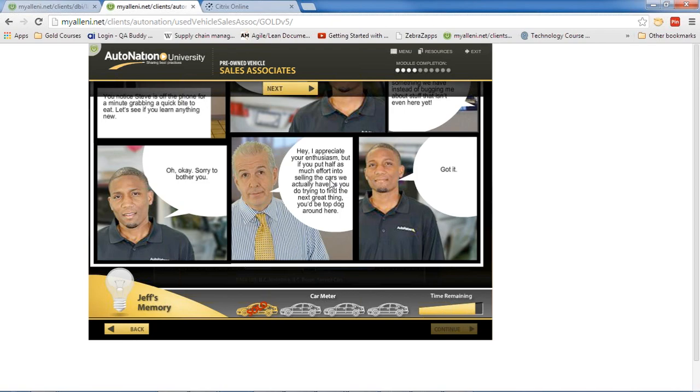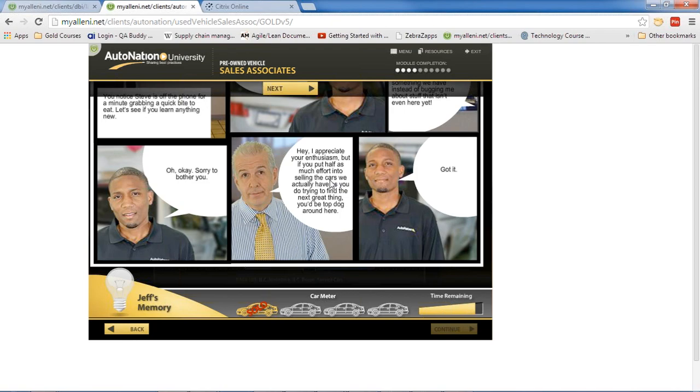Let's get started. Here, I can choose an area in blue for Jeff to visit, so I'm going to go to my pre-owned display. Once I get there, I have another choice: I can talk with my coworkers, or I can walk the lot. I'm going to make the right choice right now, and that's to walk the lot. As I'm walking the lot, I'm taking in all of the used cars that I see on there.